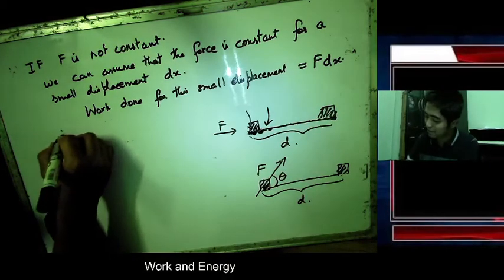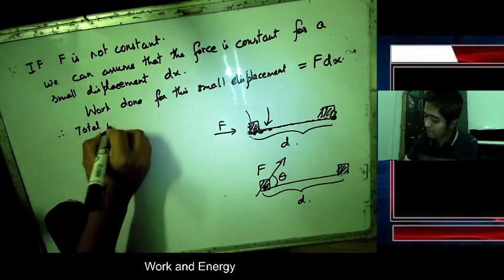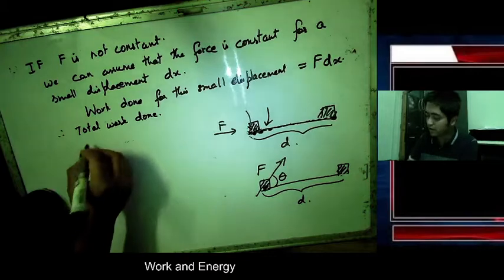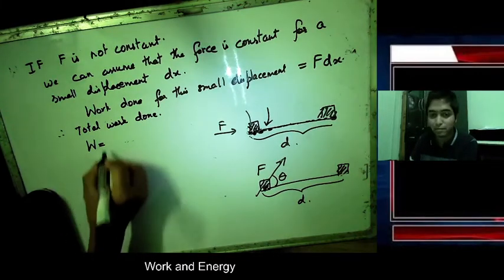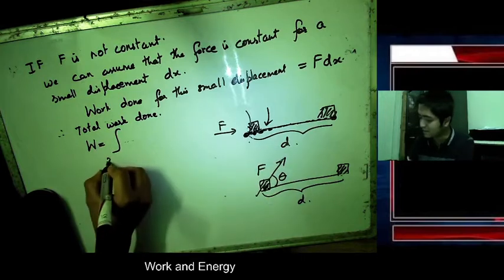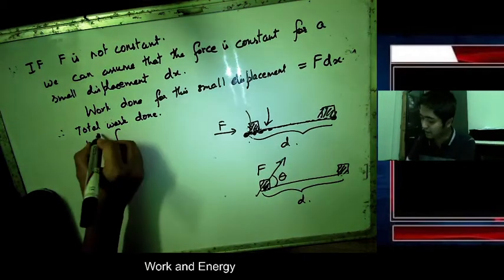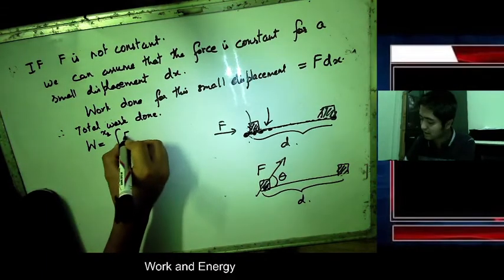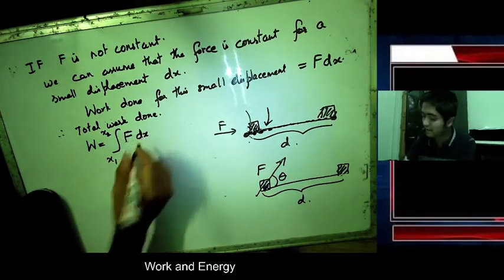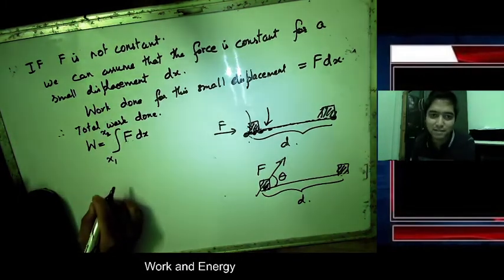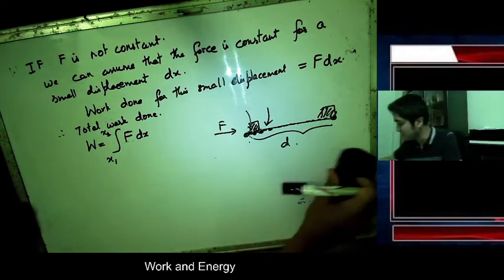Therefore, the total work done W will be an integration. If the initial distance is x1 and the final distance is x2, then we can write it as the integral of F dx, because if you remember, integration is just an infinite summation. We had done something like that.